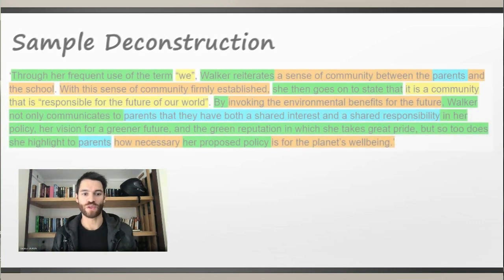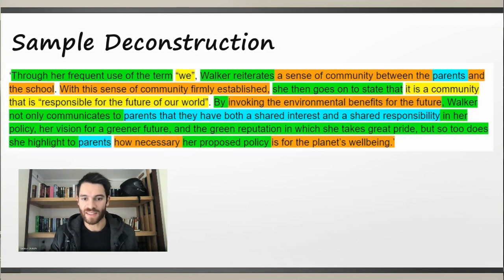Through her frequent use of the term we, Walker reiterates a sense of community between the parents and the school. With this sense of community firmly established, she then goes on to state that it is a community that is responsible for the future of our world. By invoking the environmental benefits for the future, Walker not only communicates to parents that they have both a shared interest and a shared responsibility in her policy, her vision for a greener future, and the green reputation in which she takes great pride, but so too does she highlight to parents how necessary her proposed policy is for the planet's well-being.